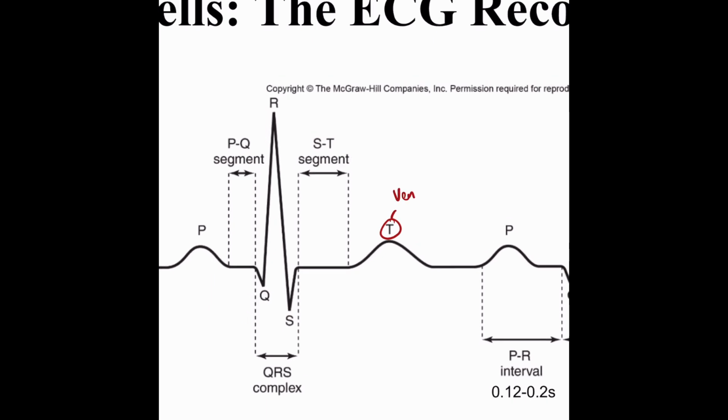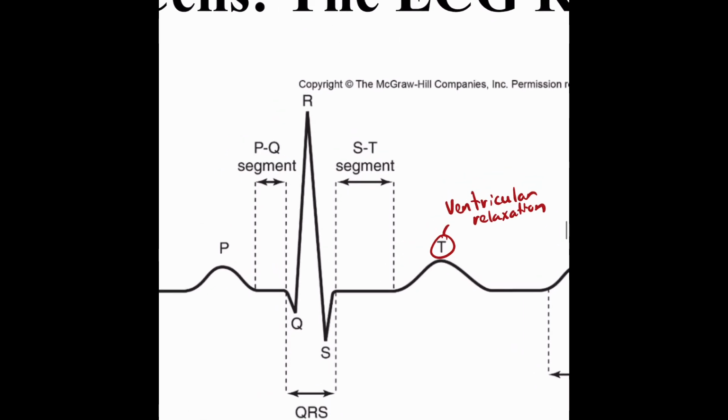So the atria are repolarizing almost at the same time that the ventricles are depolarizing. So they are masked by the ventricular depolarization just because the ventricles' signal is larger. And then we'll go into our T wave, which is associated with ventricular repolarization, right? We have repolarization here, which is ventricular relaxation.